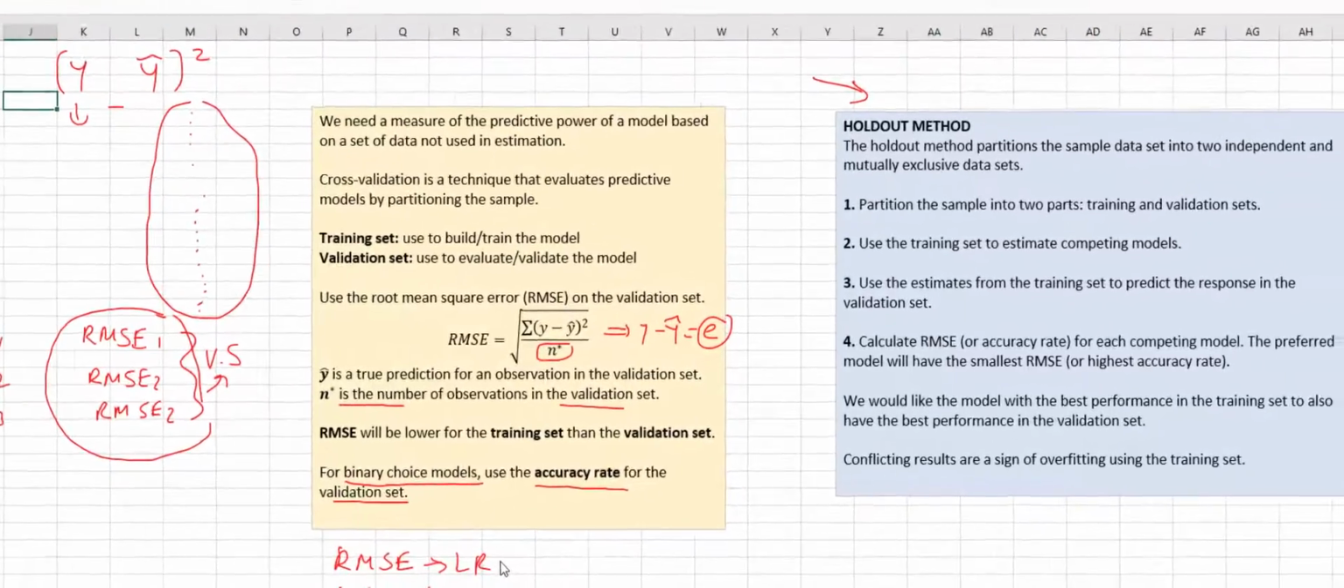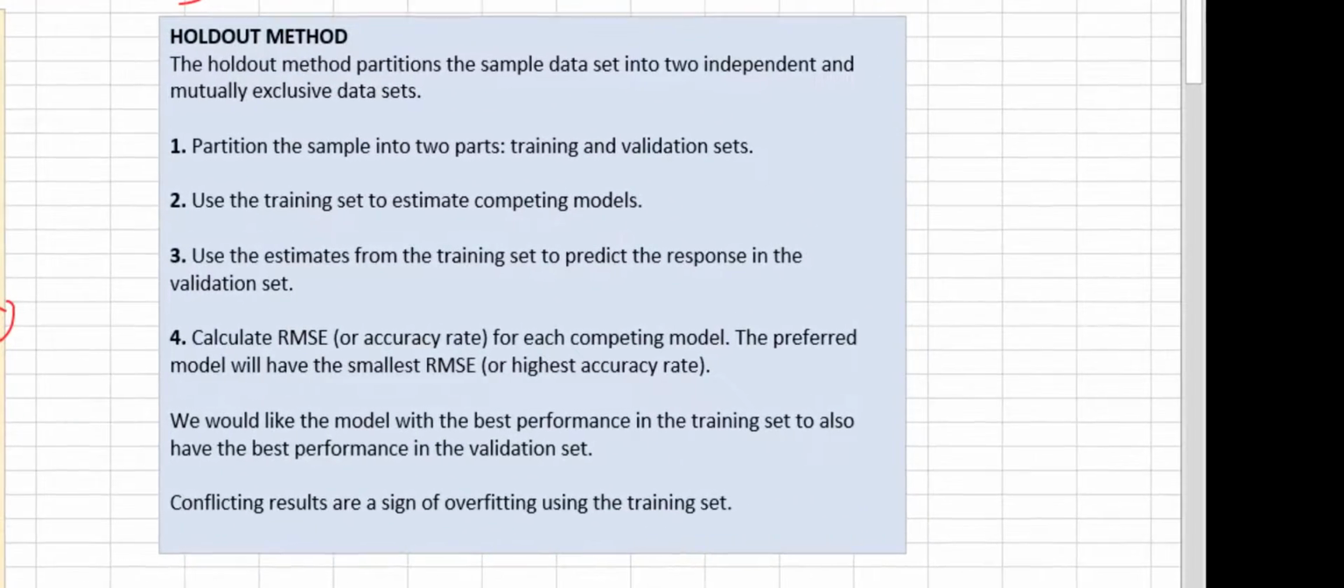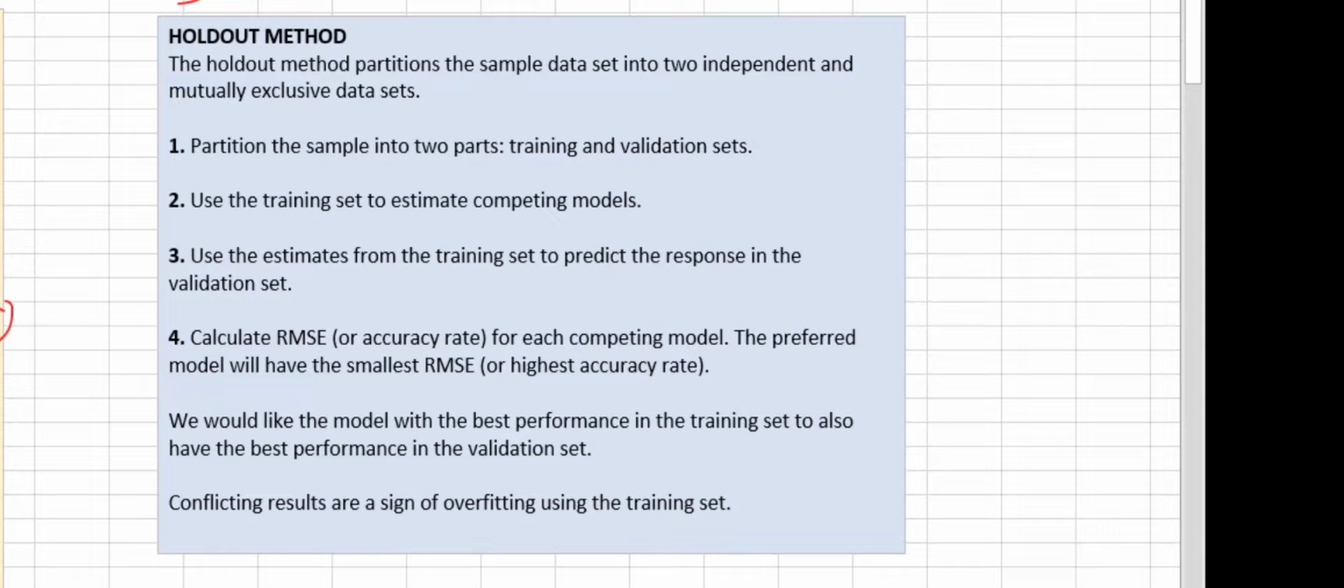Now let's talk about holdout method. The simplest of the cross-validation methods is the holdout method. The sample data is divided into two partitions, and these partitions are independent and mutually exclusive. So the first partition is training set and the second partition is validation set. For illustration purposes, we will use first 75% of the observations for the training set. 75% of observation for training and the remaining 25% is for validation.